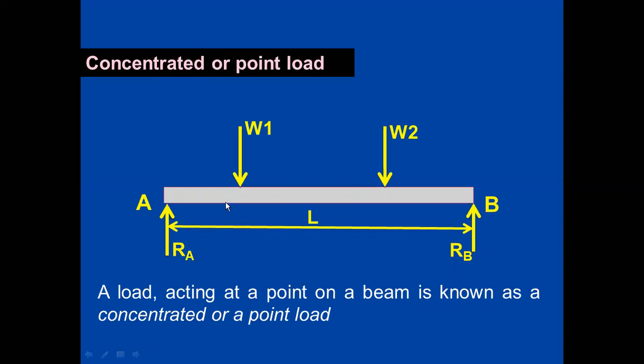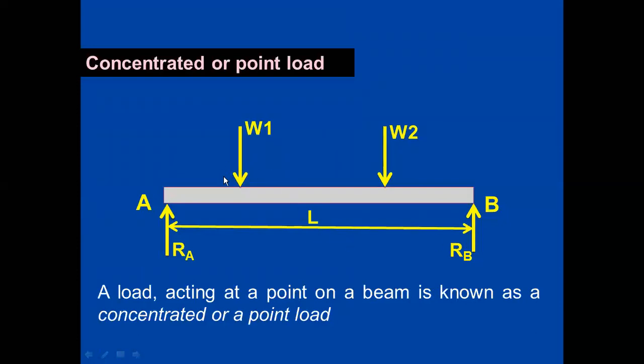If you look at the figure, the beam rests over two supports, A and B. There are two loads, W1 and W2, acting on the beam for a span of L. If I consider these two supports as simply supported, there is a reaction from both supports acting vertically upwards, because the action is coming vertically downwards. So the vertical reactions are RA and RB at the supports.